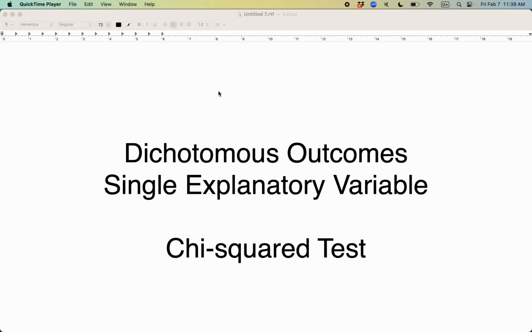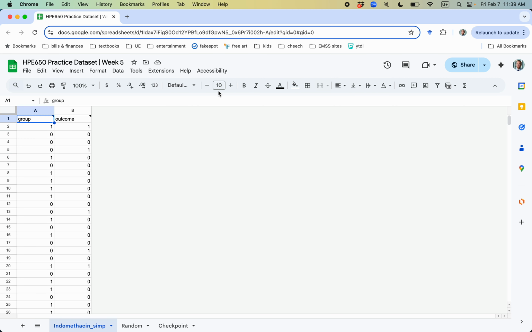If we have dichotomous outcomes and a single explanatory variable, the simplest way of analyzing this is constructing a 2x2 table and conducting either a chi-squared test or comparing proportions using relative risk or something along those lines. In this video, we're going to cover the chi-squared test, which is there to tell us if we have a difference. It's not going to tell us the magnitude of difference, but it will tell us if two proportions are different. And to help us out, we're going to use our indomethacin simplified data set from this week.